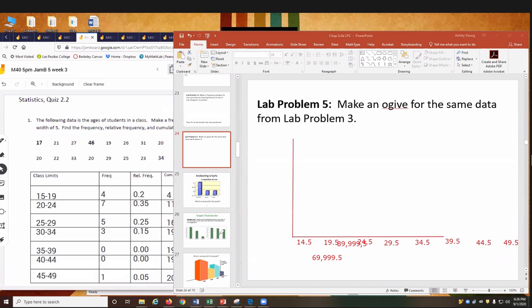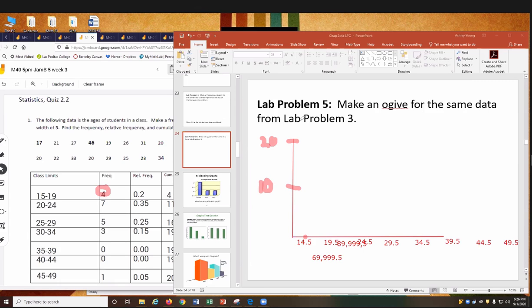All right, so how many students are 14 and a half or less in age? None of them. How many students are 19 and a half or less? Four of them. Does that make sense? Four of them are 19 and a half or less. So I might go like this. First you have to figure out how many you've got. I've got 20 total. So this is going to be my 20. And then maybe this will be my 10, because you have to go up to the grand total at the end.